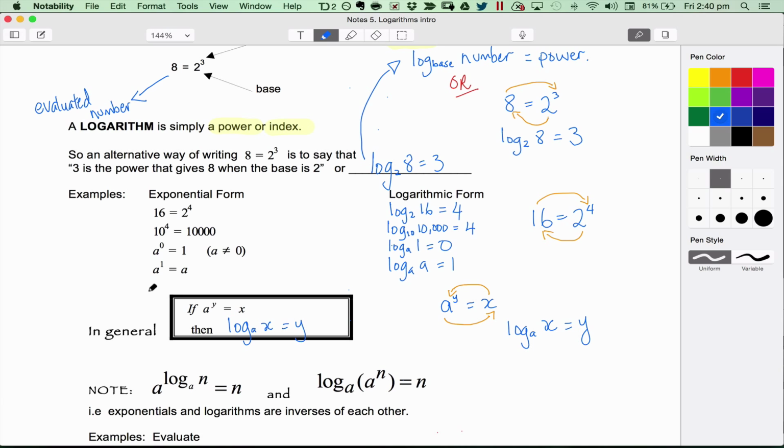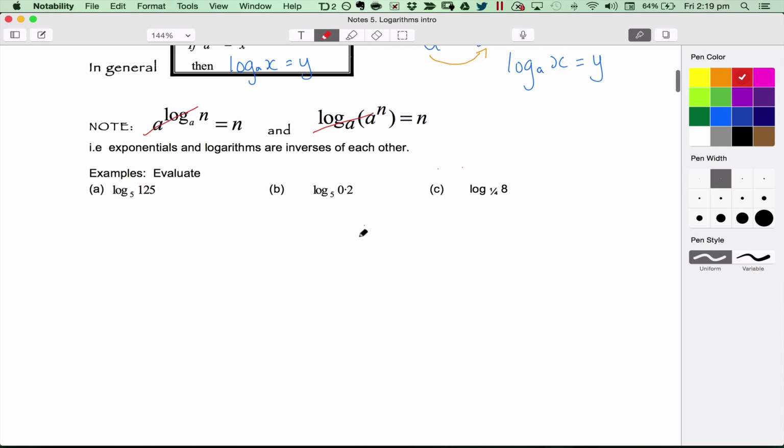If you take something to a power and then you take the log of that same thing, you end up with the original number. So the example I've got here is a to the power of log a. See how they're the same base or the same power? Only works if they're the same. You can cancel these two out and you're just left with a couple of examples.